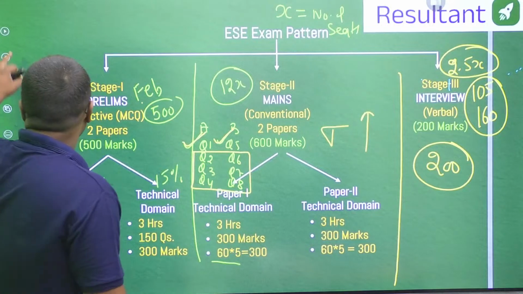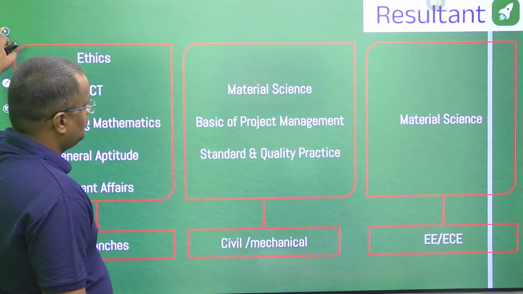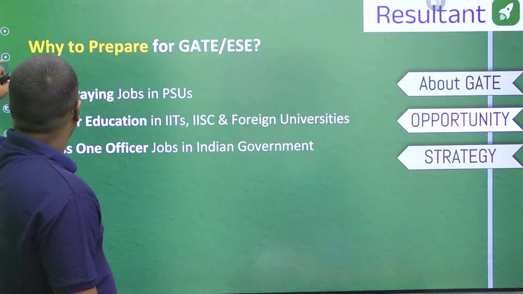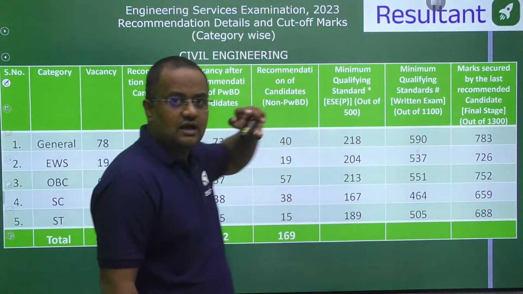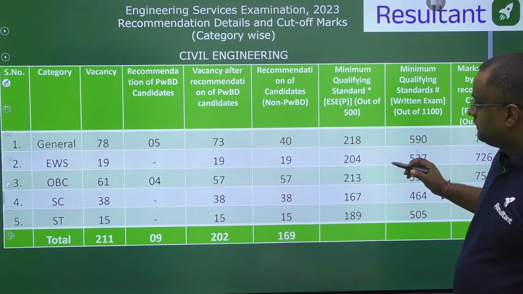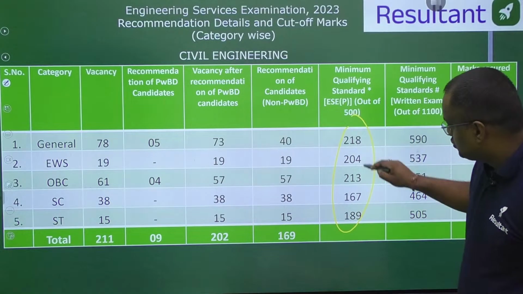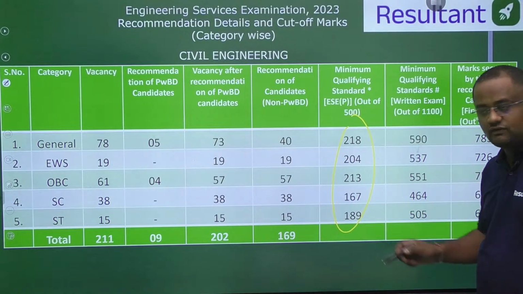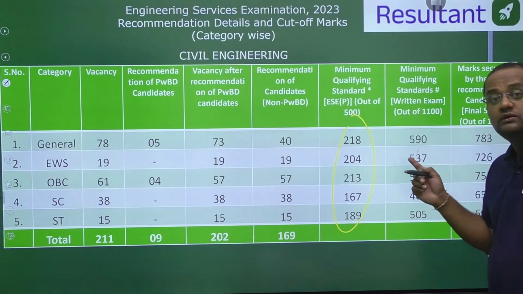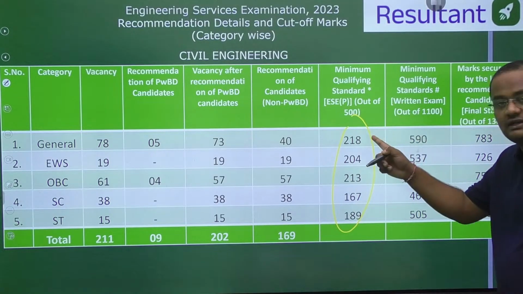Now, this selection ratio, I told you 12x here, 2.5x here. This is the cutoff, guys, for civil engineering. Out of the first stage, 500 marks, you can see the cutoff is 218, 204, 213, 167, 189 for various categories. Now the 600 subjective, total 1100, sorry, 600 here, 500 here, so 1100.